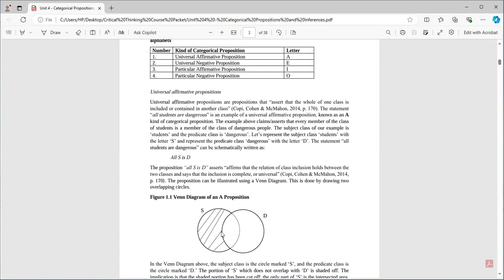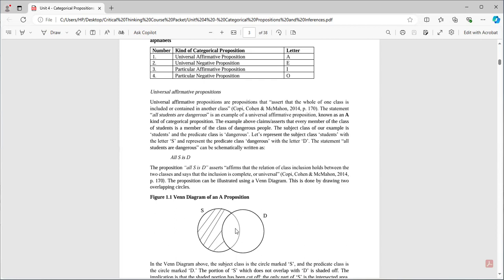We shade that portion. When you shade the portion, it means that this portion, the shaded area, has been cut off. It is no longer S. S is only the small part which is inside D. That is the illustration of all S is D.